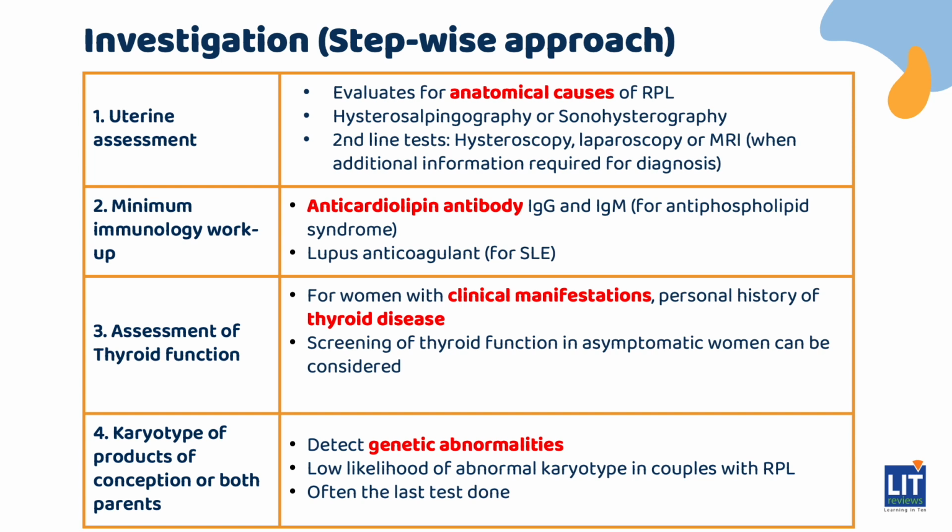A stepwise approach is taken to evaluate individuals with RPL. Anatomical causes of RPL are evaluated with a uterine assessment, typically using hysterosalpingography or sonohysterography. Hysteroscopy, laparoscopy, or MRI can also be performed as needed, though are more commonly used as second-line tests when additional information is required for diagnosis. A minimum immunology workup for women with RPL includes the anti-cardiolipin antibody IgG and IgM for antiphospholipid syndrome, as well as lupus anticoagulant for SLE.